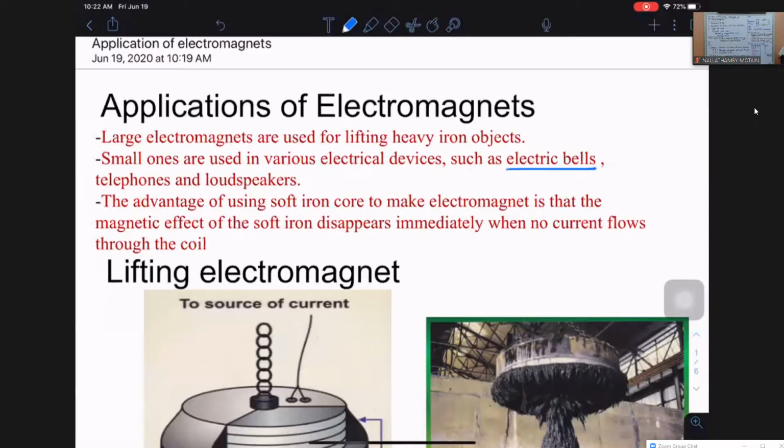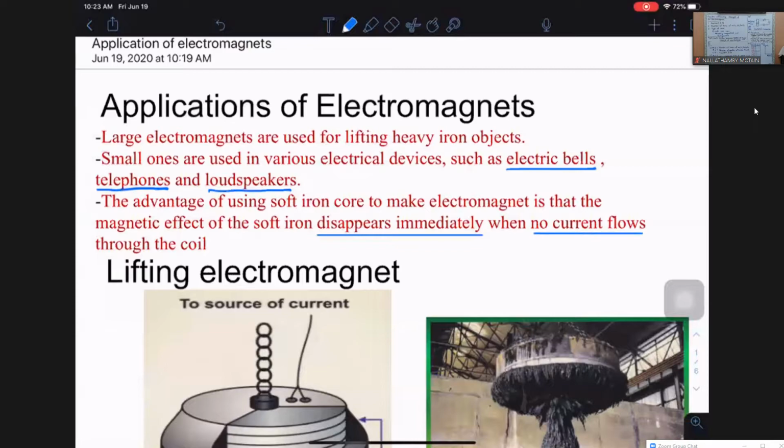Electric bell, telephones, loudspeaker, and also more. Later we go through the circuit breaker. The advantage of using a soft iron core to make an electromagnet is that the magnetic effect of the soft iron disappears immediately. That means when no current flows, the magnet loses the effect of magnetism immediately.